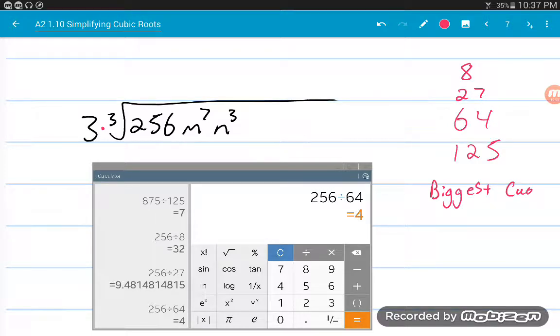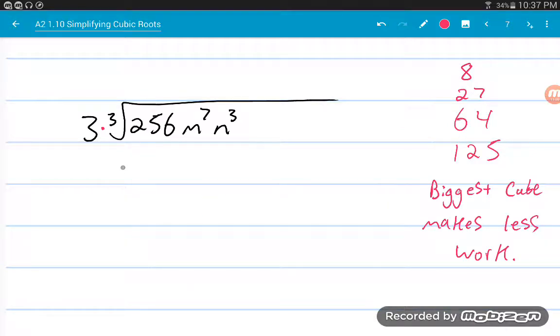The biggest cube factor makes for less work. The biggest cube makes for less work. That's just how it is. We have less simplifying steps at the end. So we're going to change this into 64 times 4. So 256 becomes 64 times 4.